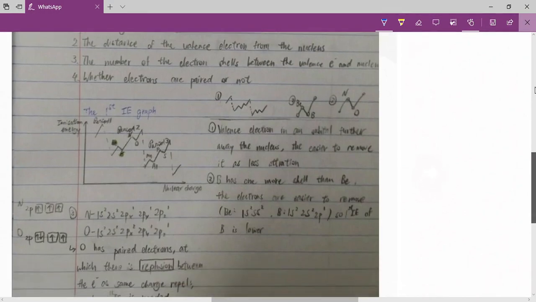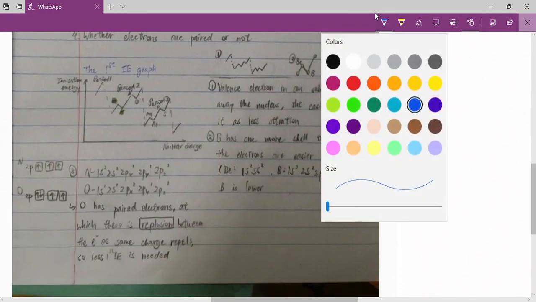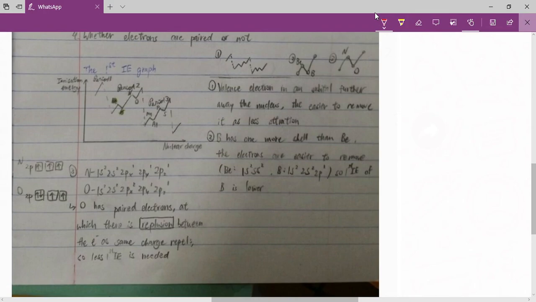Yes, it is here. So beta, this graph shows ionization potential or ionization energy with respect to the nuclear charge. So, 1, 2, 3, 4, 5, 6, 7, 8, 9, 10 onwards. As you are seeing, the nuclear charge is increasing, and regarding that, the ionization potential, the ionization energy, is what you are seeing.